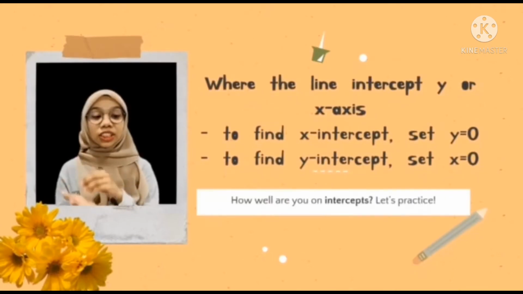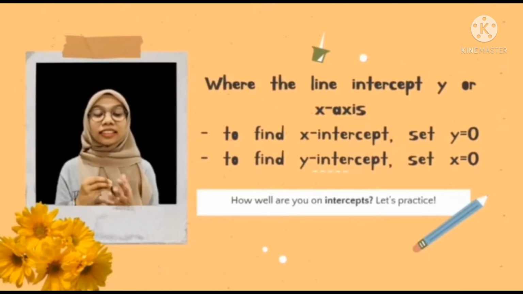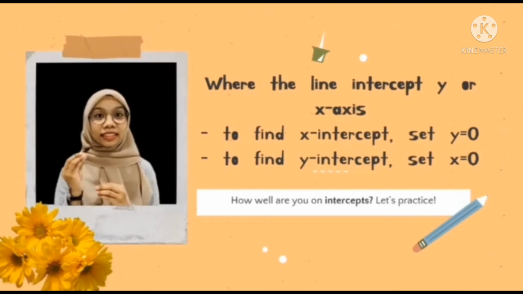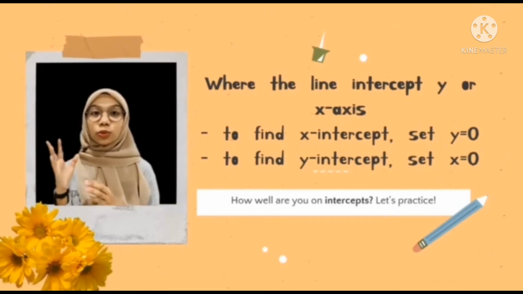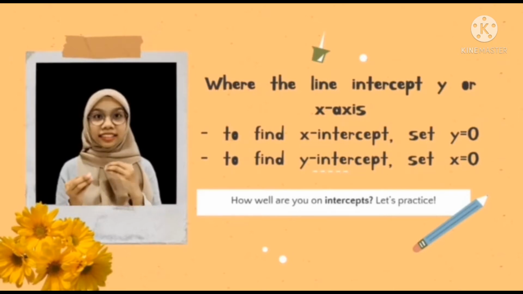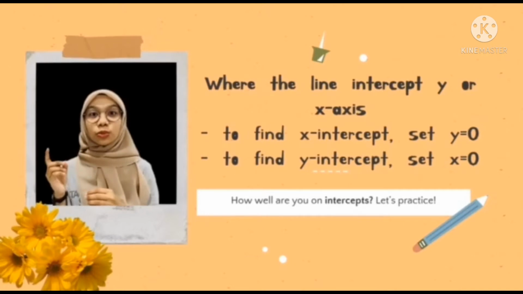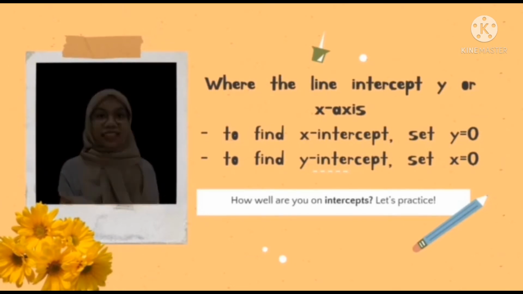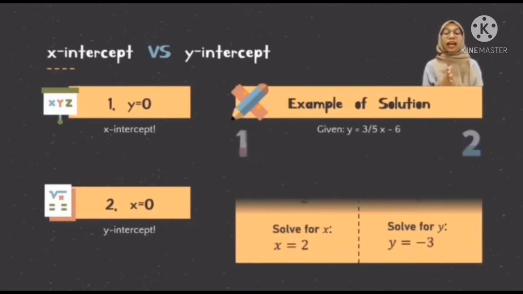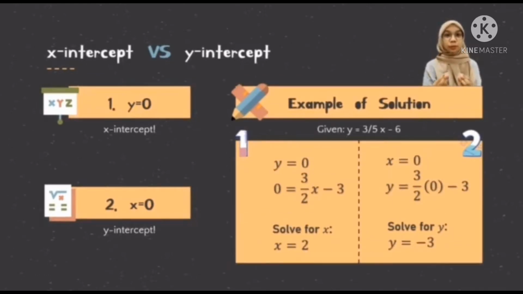The second one is intercept, and the definition is where the line intercepts the y or x axis. To find the x-intercept, set y equal to 0 and then solve for x. Same to find the y-intercept, set x equal to 0 and then solve for y. So as you can see, this is an example of a solution, and for further explanation, please refer to the video of example and exercise later on.